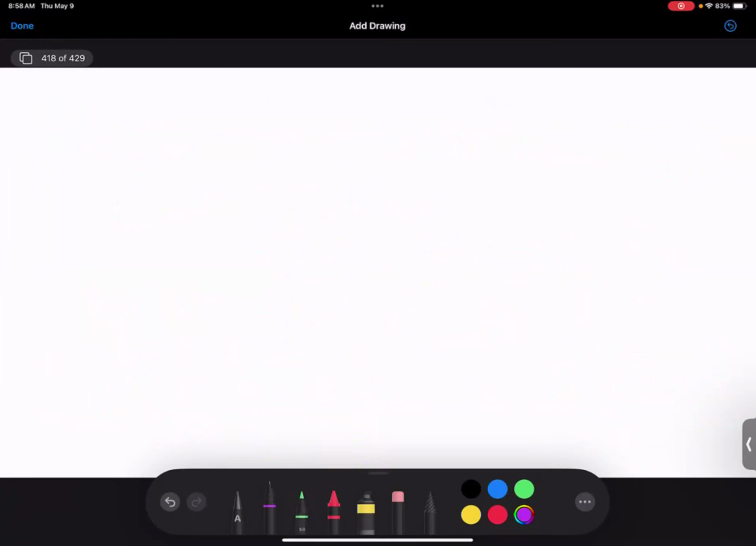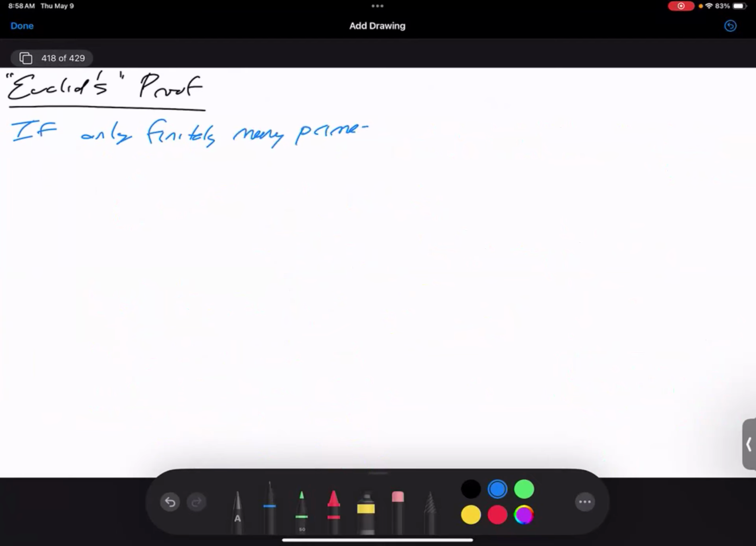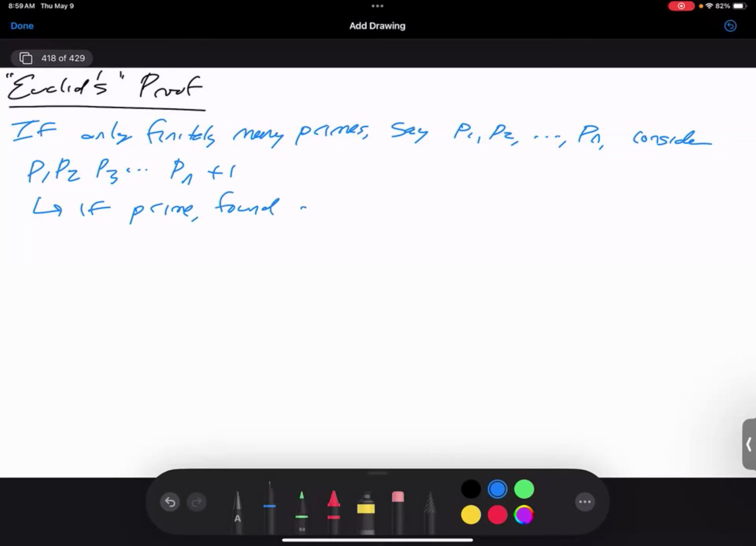Probably the most famous proof of the infinitude of primes is Euclid's, or at least I'll say Euclid's proof. I'm not sure if this is due to Euclid, but it's definitely popularized in his book. If only finitely many primes, say P1, P2, ... Pn, consider P1, P2, P3, ... Pn plus 1. If prime, we found a prime not on our list.